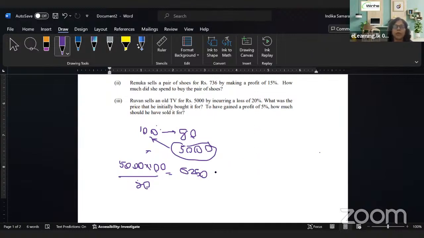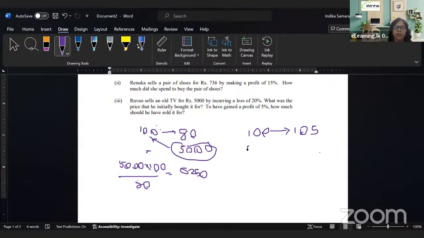You can find the 5% out of 6,250 and add it to 602,050. Sorry, 6,250. Right? Or else, the way I just said, if we say a 5% profit, then if we buy at 100, we have to sell at 105. Right?